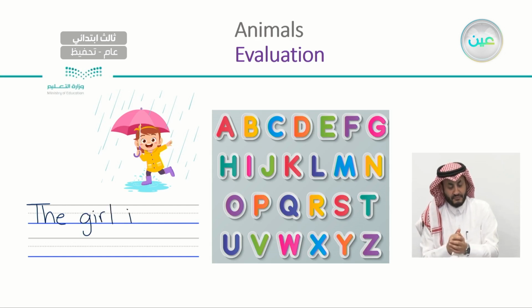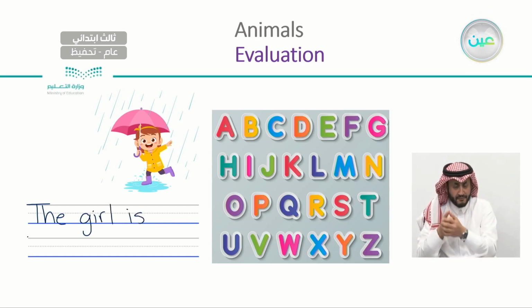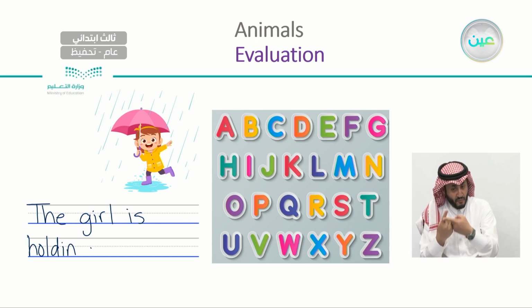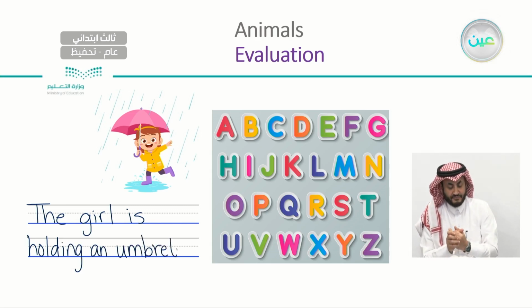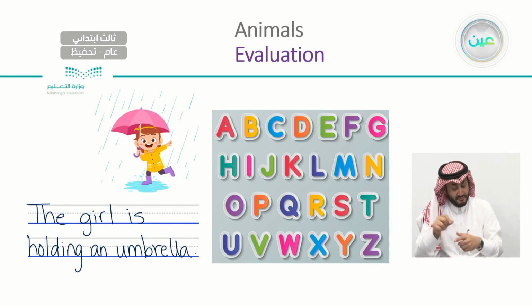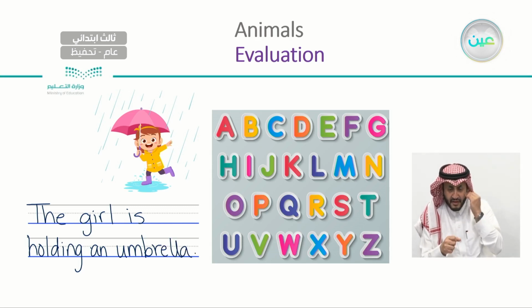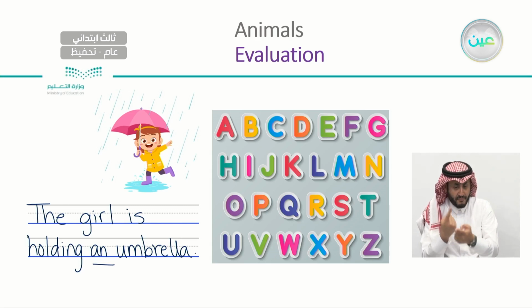The girl is holding an umbrella. Umbrella. Excellent. I connected my L's together. Okay, let's read the sentence together. The girl is holding an umbrella. Excellent.